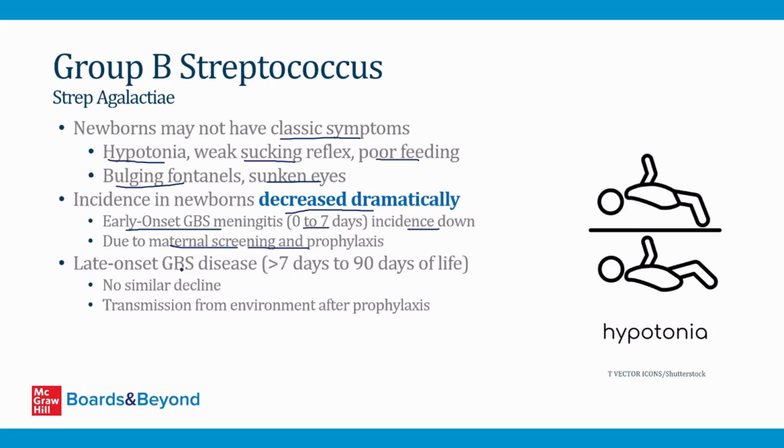What's interesting is the incidence of late onset group B strep, which is from 7 days after birth to 90 days of life, has not gone down. And that's because the babies who contract group B strep meningitis in this time frame are getting group B strep from their environment after the prophylaxis given to the mother has had no effect. So they're picking it up from somewhere out in the environment, not from the mother, and the antibiotic prophylaxis given to the mother doesn't protect against this late onset form of group B strep meningitis.